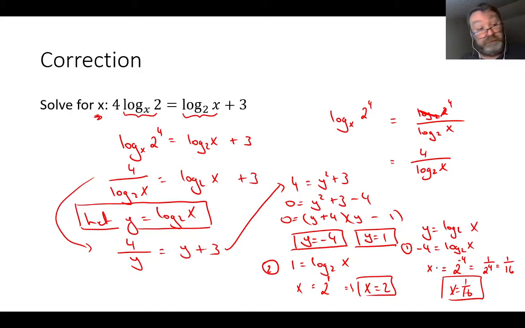Now that question is also done out on page 187 of your book. It's the worked example 7.17. But when I initially took it into the main video, I transcribed it incorrectly. But that is the solution to that question there. x equals 2 and x equals 1 over 16.